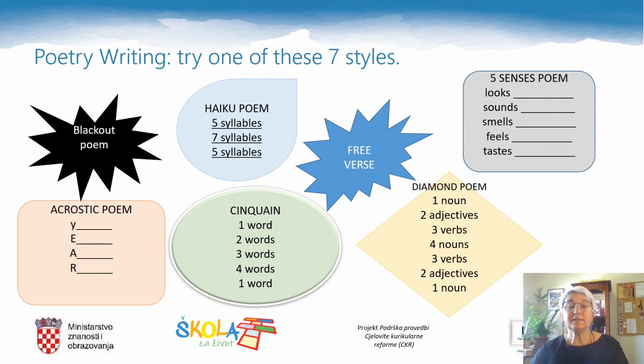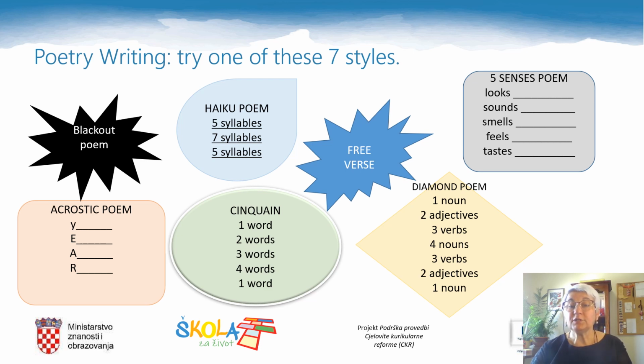Or maybe the cinquain. It's a short form again. In the first line you write only one word, and that word is the subject. That is what you're writing about. In the second line you write 2 words, usually 2 adjectives. In the third line you write 3 words, usually giving more information about what you are writing about. Then 4 words. You show how you feel, for example, and then in the last line you write a synonym or a similar word and you round up your poem.